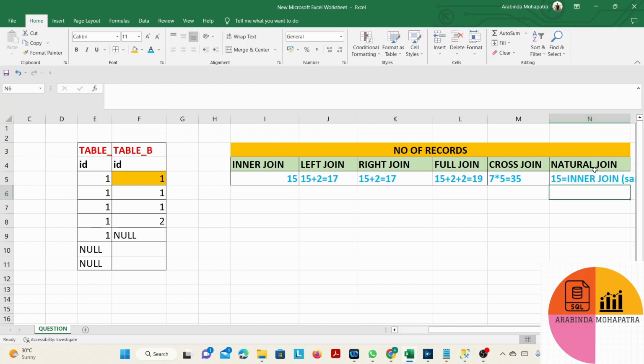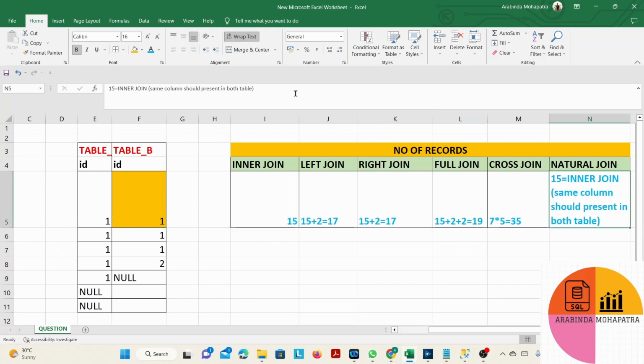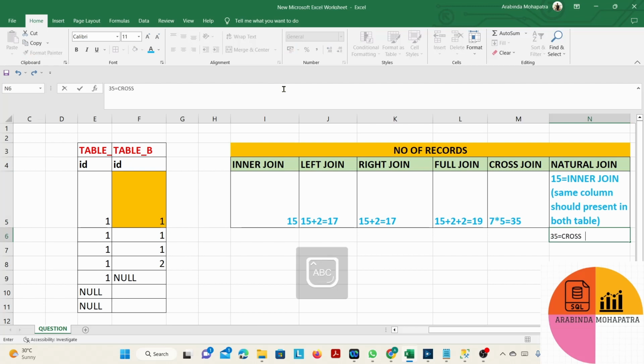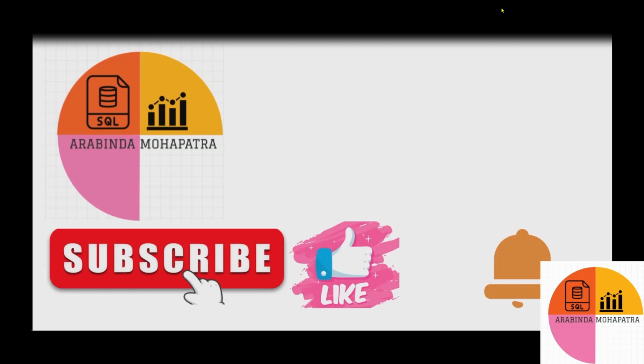I'll just wrap the text, and it will be considered as 35. That is a cross join. So whenever the same column is not present in both tables, it will be considered a cross join.